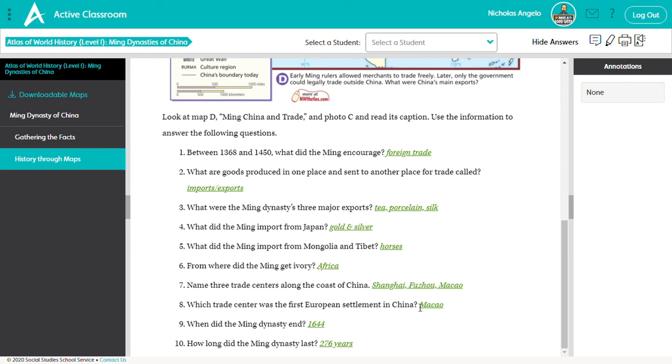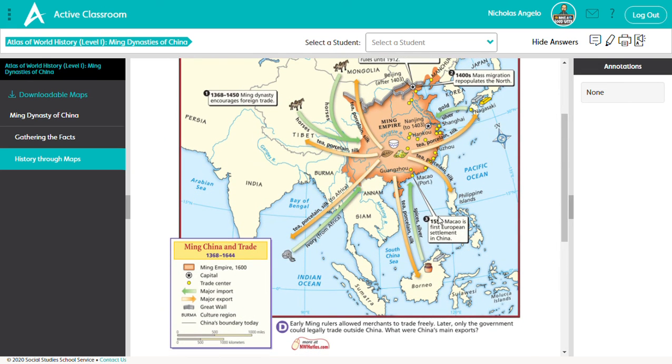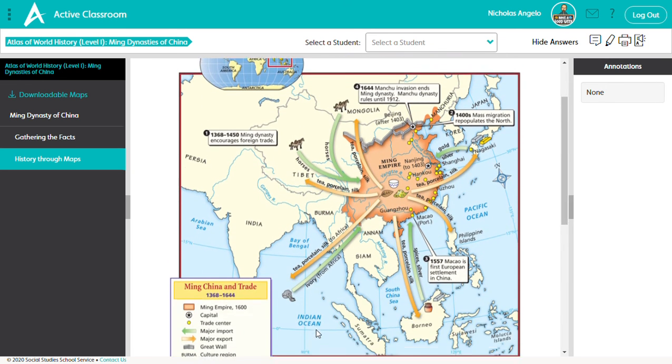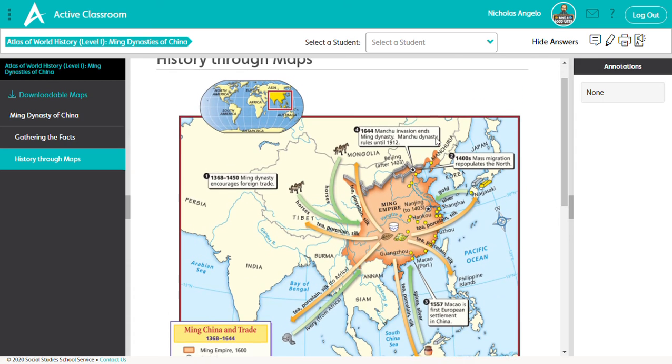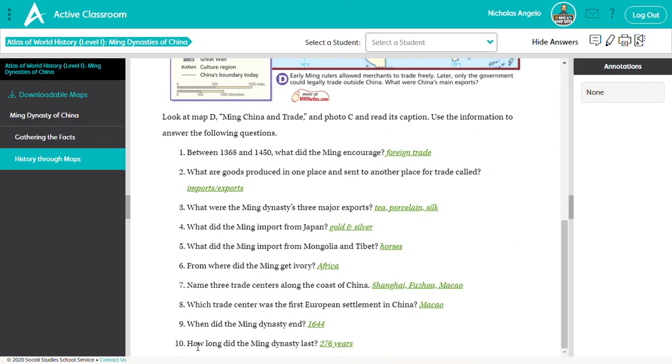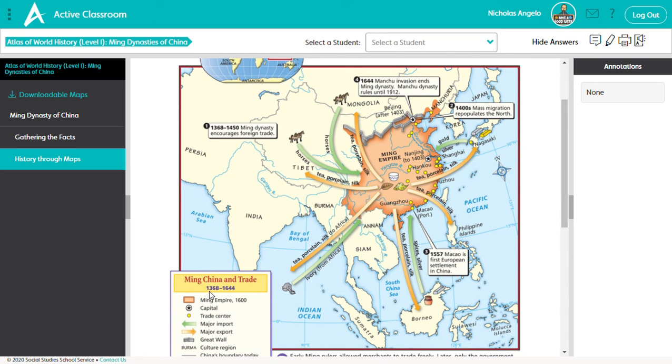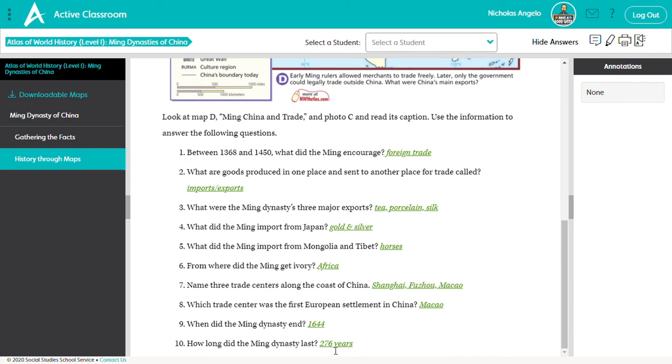8. Which trade center was the first European settlement in China? Well, that one it actually tells us, we read that, Macau is the first European settlement in China. So we know that one is the answer for number 8. 9. When did the Ming Dynasty end? Well, if you look up here, the map only goes to 1644, and it told us, fact number 4, the Manchu invasion ended the Ming Dynasty, and that was 1644. And then 10. How long did the Ming Dynasty last? Well, if it started in 1368 and ended in 1644, you do some math. 1644 minus 1368 means it lasted 276 years.